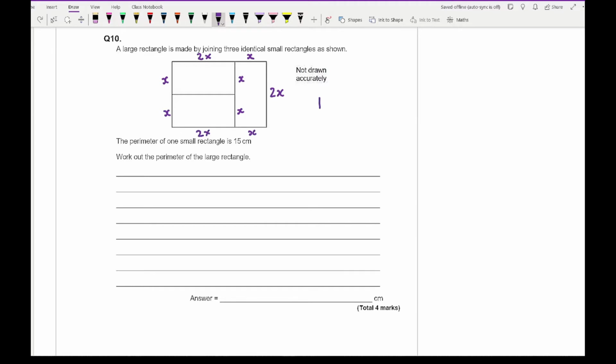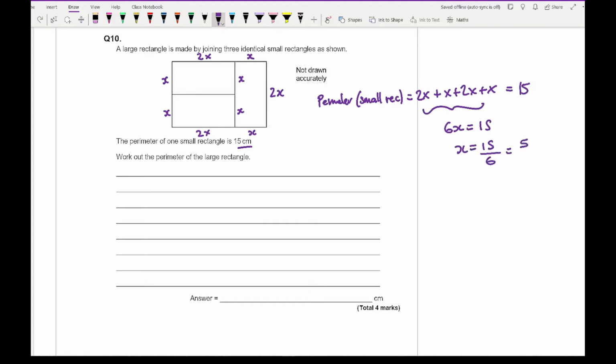Now the perimeter of one small rectangle is going to be 2x plus x plus 2x plus x, and that all equals 15. So simplifying all of this, I end up with 6x equals 15. So x equals 15 divided by 6, which is 5/2, which equals 2.5 centimeters. So x equals 2.5 centimeters.